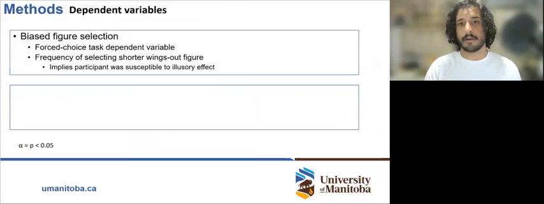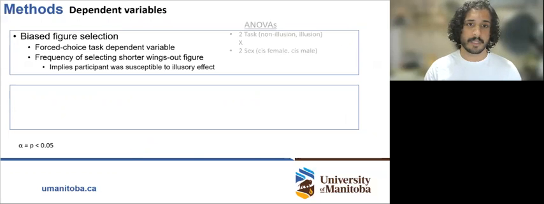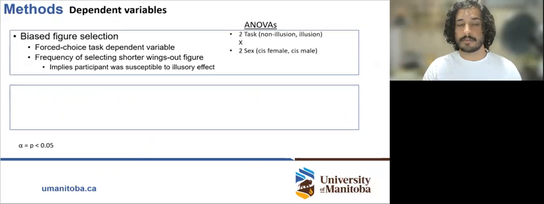Our primary dependent variable for the forced choice tasks was biased figure selection, which was the number of times a participant selected a shorter wings out figure of a pair. This selection implied their susceptibility to the illusion, as they wrongly inflated the size of the figure. A 2-task by 2-sex mixed measures ANOVA was conducted for biased figure selection.